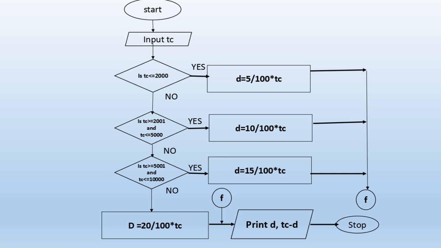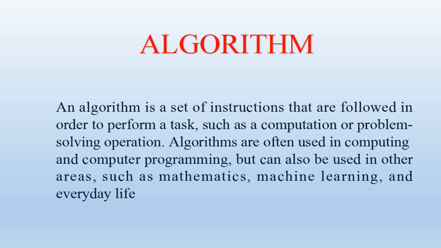So this is how you draw a flowchart. Now let us know what is an algorithm. An algorithm is a set of instructions that are followed in order to perform a task, such as a computation or problem-solving operation. Algorithms are often used in computing and computer programming, but it can be used also in other areas such as mathematics, machine learning, and everyday life.